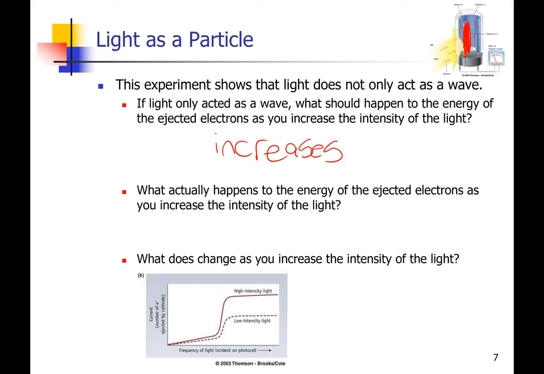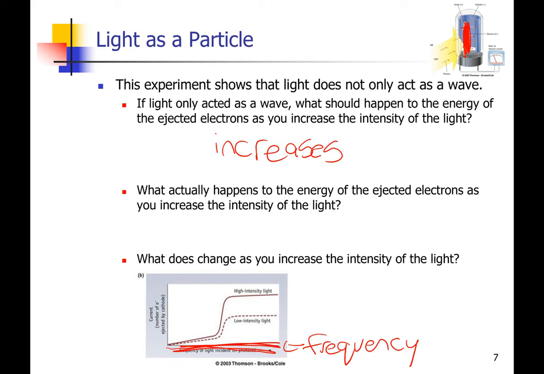Turns out that wasn't what happened. We can see what actually happened in this graph at the bottom of the page. So here we have the x-axis showing frequency, and on the y-axis we see the current, the number of electrons ejected from the metal. And we can see two lines here, a low intensity light in dotted line and a high intensity light as the solid line. So low intensity light, that's the dim light. High intensity light, that's the bright light.